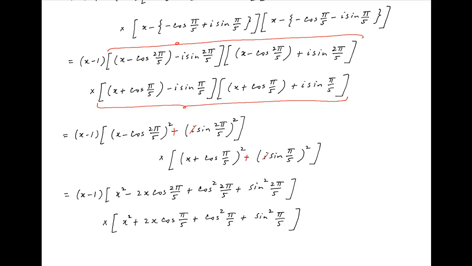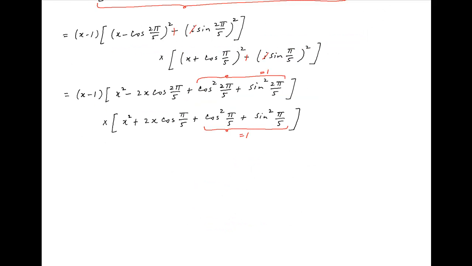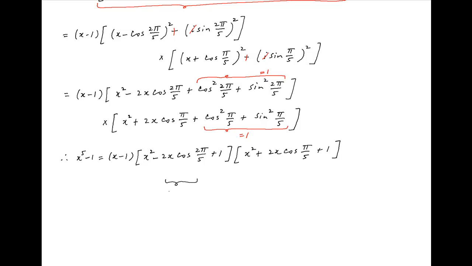The cos square θ plus sin square θ is equal to 1. And therefore, x raised to the power 5 minus 1 is equal to x minus 1 multiplied by x square minus 2x times cos of 2π upon 5 plus 1, multiplied by x square plus 2x times cos of π upon 5 plus 1. And this is the required answer.